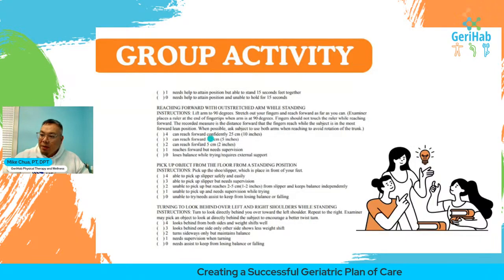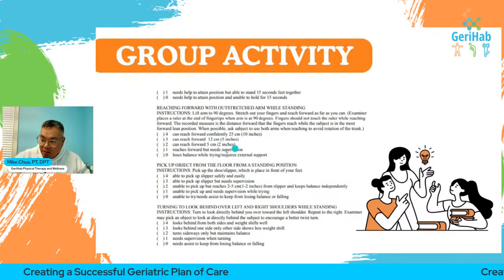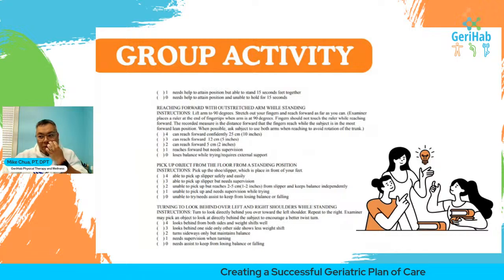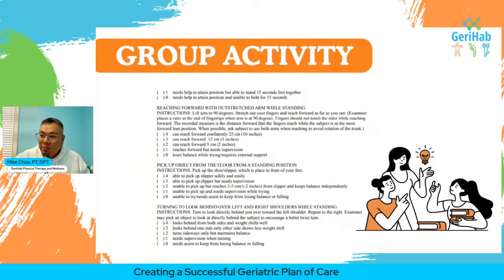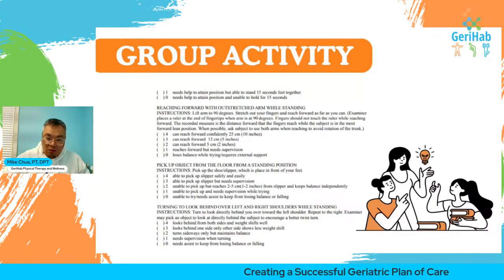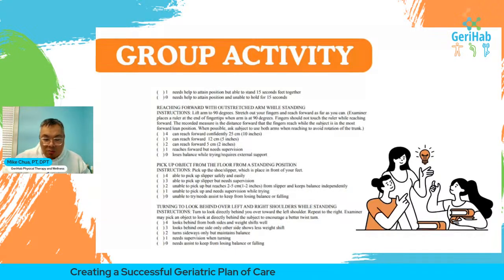All right. Picking an object from the floor from a standing position. It's just a very quick test. You just ask them, hey, can you pick up your shoe? Or you pick up this pen on the floor, and then you'll see their biomechanics. Just by looking at their biomechanics of reaching down, you'll know what range of motion you need to work on, what joint you need to stretch, and what muscle needs to be strengthened.